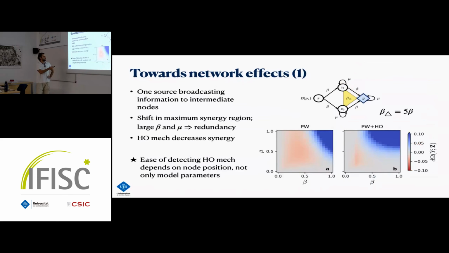It appears for intermediate values of beta and mu, and for large values of these parameters, we actually see redundancy. And what's more interesting is that if we activate the higher order mechanism, this region of synergy actually shrinks and the region of redundancy arguably expands. This is a very interesting counterintuitive result, and it might show us that the structure of the network and how information is propagated through it also affects heavily our ability to detect higher order mechanisms, not just the parameters of our model.